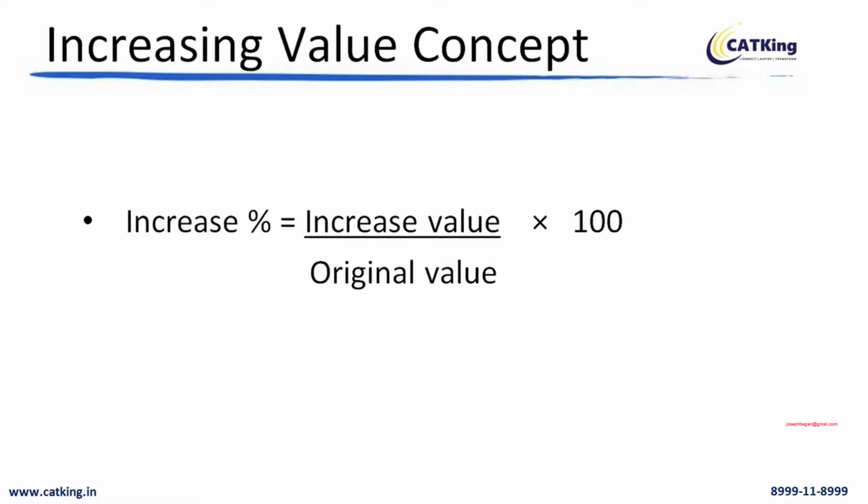Alright. Now we move on to the increasing value concept. What does this mean? When you have to find out that there is an increase in percentage. So let's say there was a quantity A and there has been an increase. Let's say the number of boys in a class is this much. Next year, a certain number of boys are added. You have to find out the percentage increase. So that is called the increasing value concept. So what is the formula? Increase percentage is basically increase value upon original value into 100. Simple. Increase value upon original value into 100.